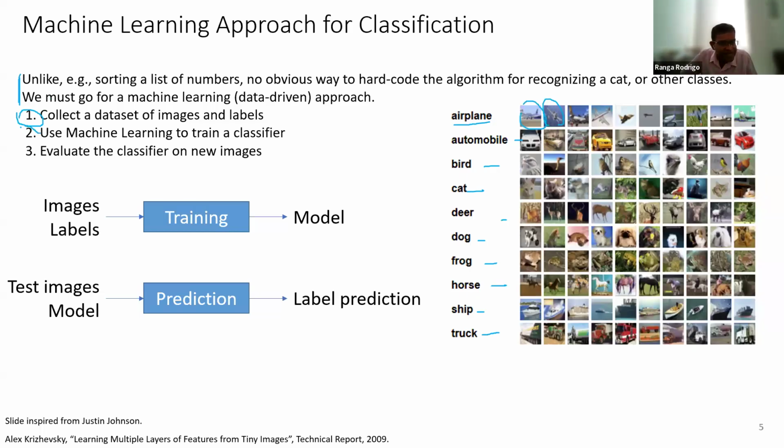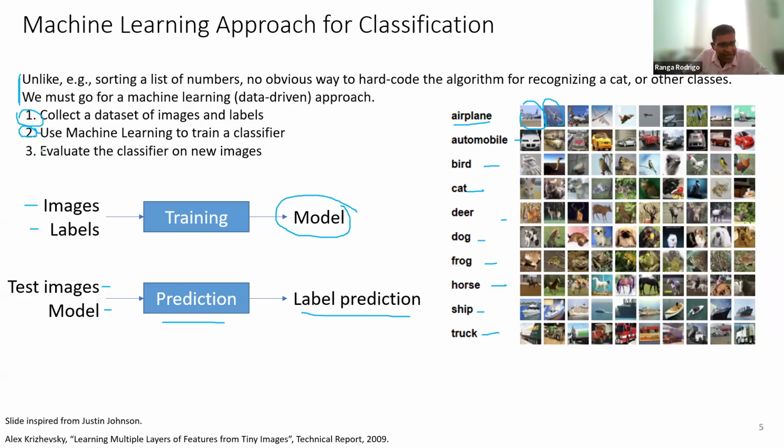Then we use machine learning to train the classifier. So we have the images and the labels, and we carry out a process called training. After that process, we'll have a model, which is a trained model. Then we use the test images, which have no labels, and the model to make a prediction, and it will give you a label. So we give the model an image of a cat, and it will say it's a cat.